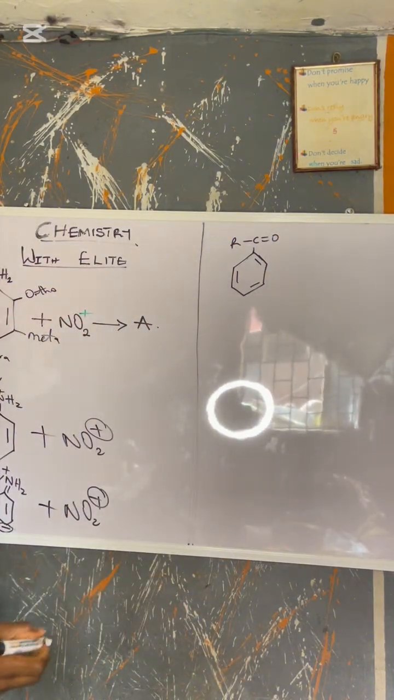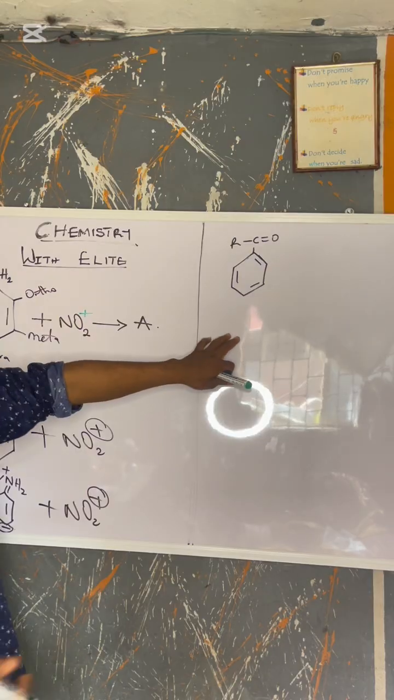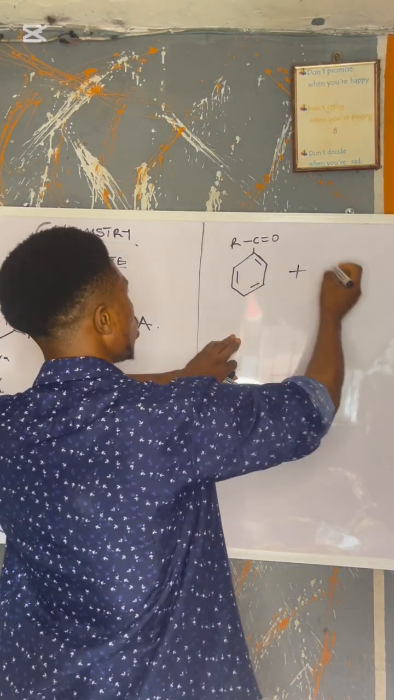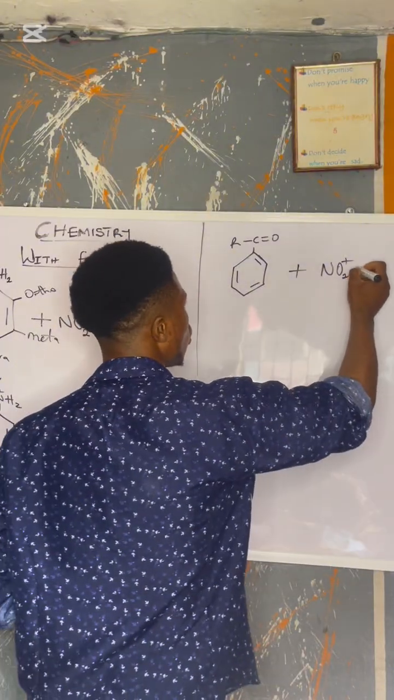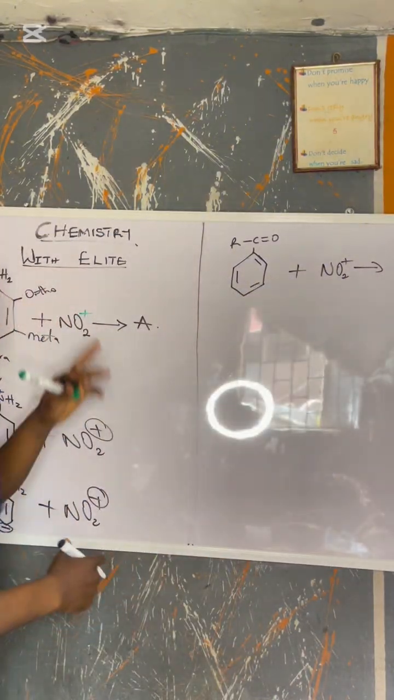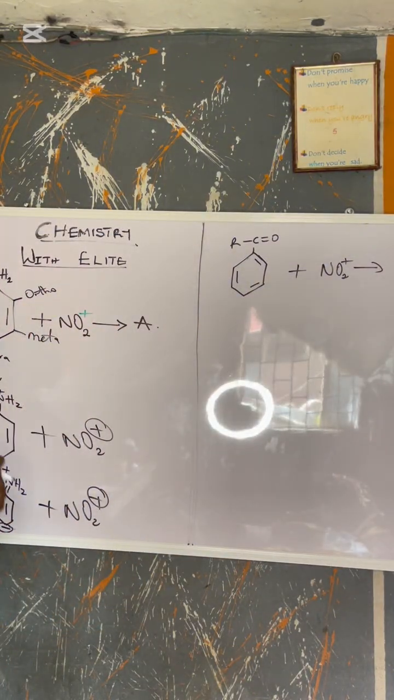Good. Now this is what we have. So let's say we have this plus an incoming group. Let's say it's still our NO2 positive. What position will this occupy? Is it the ortho, meta, or the para?